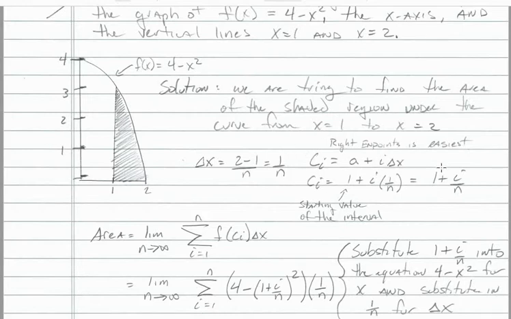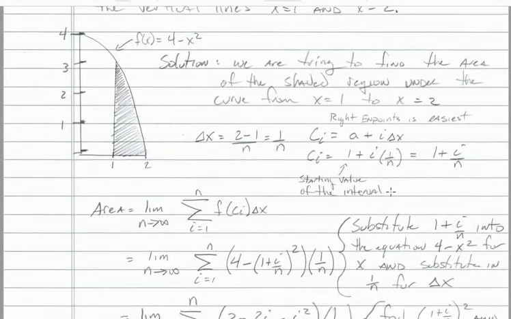Let's choose the right endpoints, it's the easiest. So Ci is going to equal a plus i delta x. This one's important because a starts at 1, so we need to make sure that we have that 1 in there. So it's 1 plus i times delta x. Delta x we calculated is 1 over n. So our Ci, the value we're going to substitute into x, is 1 plus i over n.